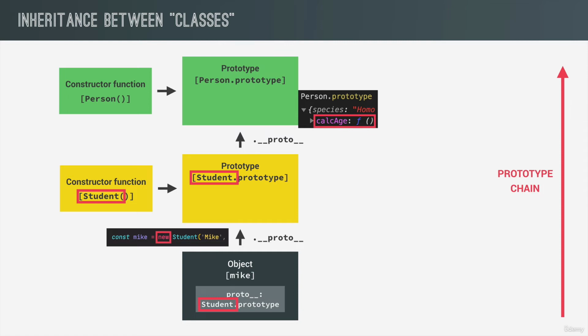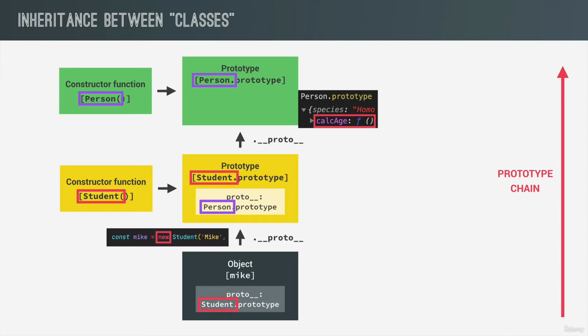So looking at this diagram, basically what we want to do is to make person.prototype the prototype of student.prototype. Or in other words, we want to set the underscore proto property of student.prototype to person.prototype. And if this sounds confusing, then please just pause the video here for a minute and keep looking at this diagram for some more time. So that's why I created it.